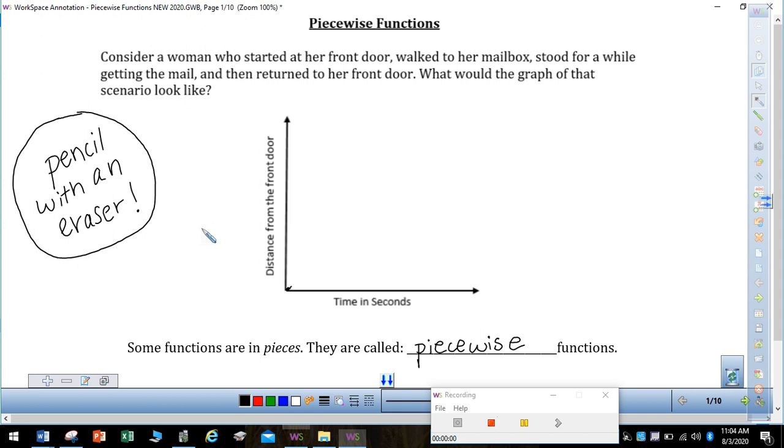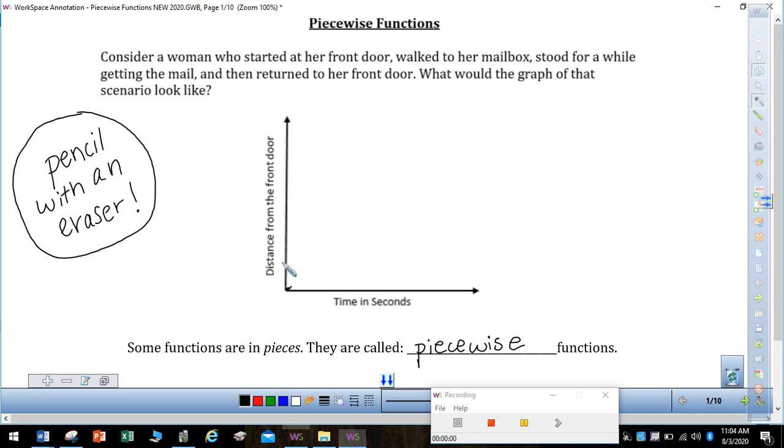This first little piece here is not in your note packet. I'd still like you to follow along. It's just a little situation that we're going to talk about to help set up this idea of piecewise functions. So we're going to consider this story where we have a woman that starts at her front door. She walks to her mailbox, stands there for a while, gets the mail, and then returns to her front door. We're going to think about what the graph of this scenario would look like.